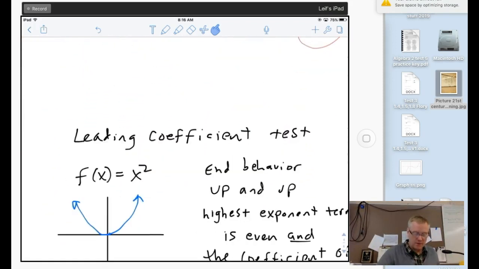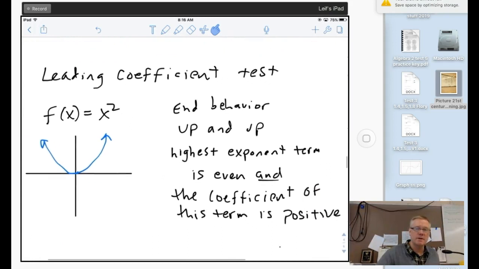All right, next, I'm going to show you guys a couple things. Write these down, please. Leading coefficient test. You know, this has to do with two things. End behavior, you know, what's going on with the graph? Is it going up and up? Remember, we look at the left side first and the right side second.